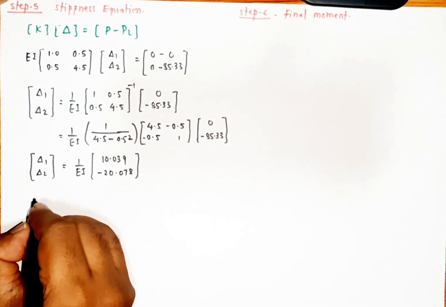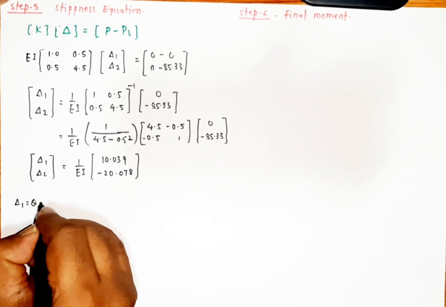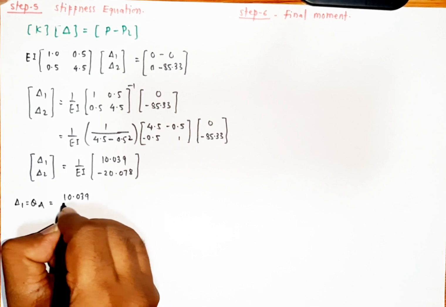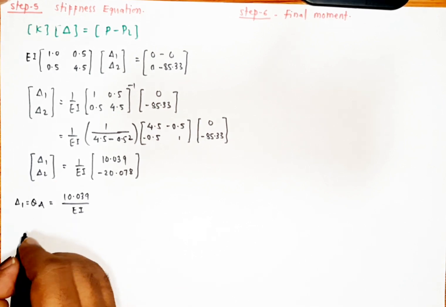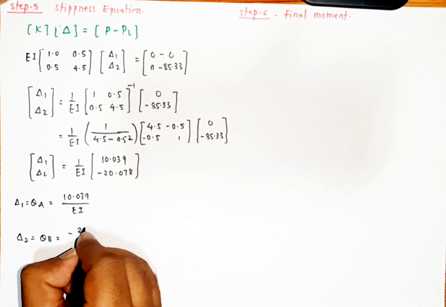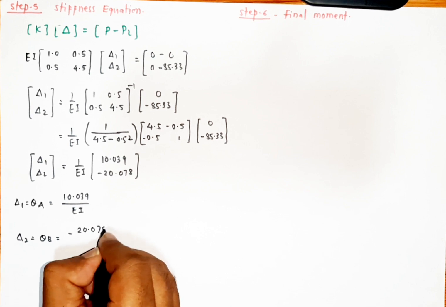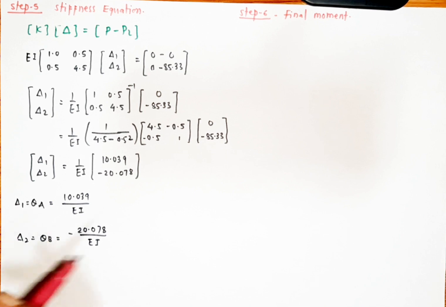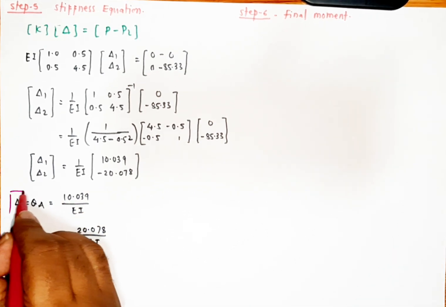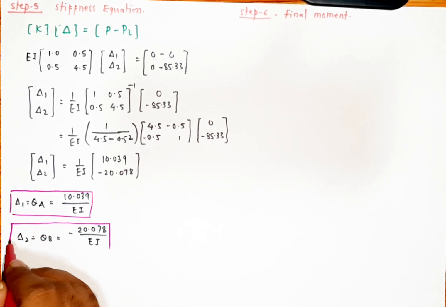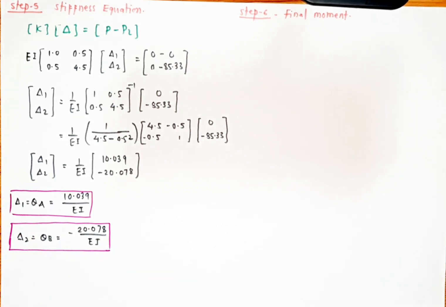Here delta 1 is equal to theta A, that is nothing but 10.039 divided by EI, and delta 2 is equal to theta B, which is nothing but minus 20.078 upon EI. So we calculated these unknowns using a stiffness equation, that is theta A and theta B, that is a rotation along those coordinate directions. Now next we want to find out the final moments.